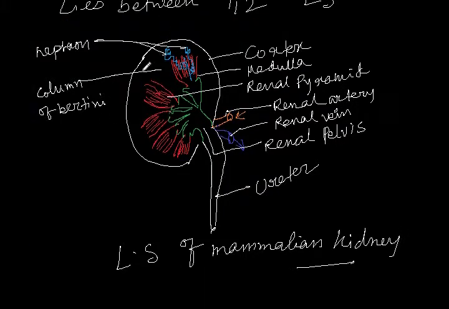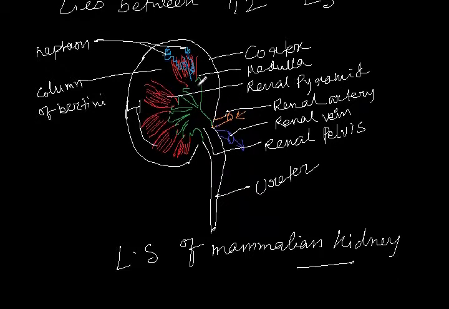The external thin layer is known as the cortex. This portion is known as the cortex, and the inner portion is known as the medulla. The medulla region is composed of several inverted pyramid-like structures. Here the red inverted pyramid-like structure is known as the renal pyramid.